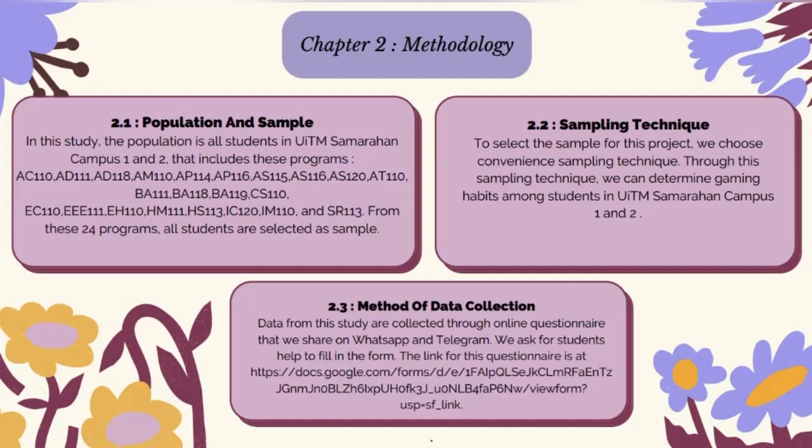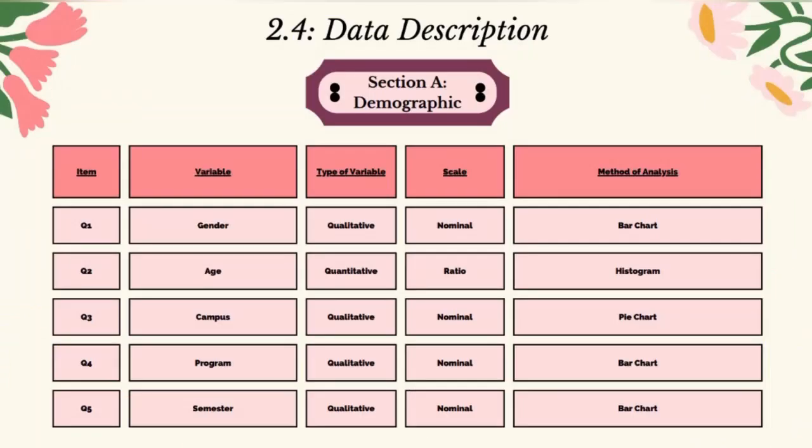And for method of data collection, data for this study are collected through an online questionnaire that we share on WhatsApp and Telegram. We ask students to help fill the form, and the link for this questionnaire is at this slide here. And for data description, this slide shows section A, demographic. We listed 5 questions for students to answer, which are gender, age, campus, program and semester. And we put an appropriate type of variable, scale and method of analysis for this variable.